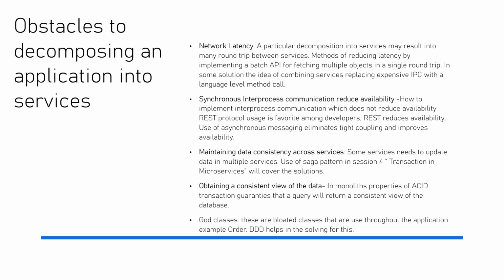Maintaining data consistency across services. Some services need to update data in multiple services. Now, this is a unique problem. The use of Saga patterns in session 4, where we talk about transactions in microservices, will cover these solutions. Now, obtaining a consistent view of data. Monoliths generally are blessed with one large model and one database and one package. Obviously there are going to be benefits in terms of having ACID-based transaction guarantees that a query will return a consistent view of data. Methods to solve this are going to come in upcoming sessions.